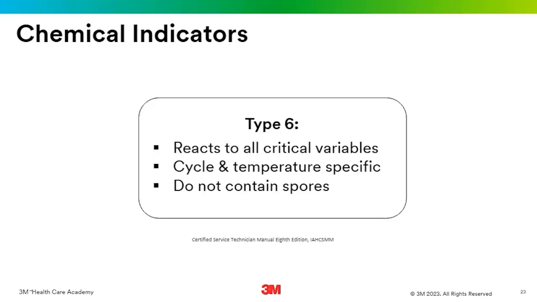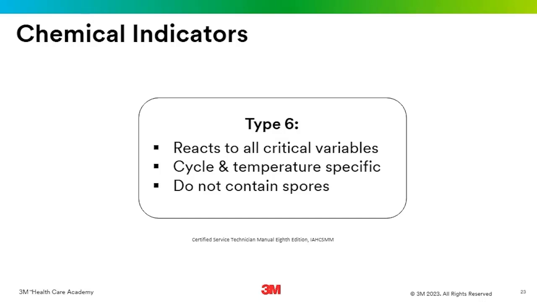And then you have your type 6. Now, these are what we like to call emulating indicators, whereas the type 5s are the integrating indicators. Type 6 really, they react to all critical variables that they're designed for. Now, they don't contain spores, so obviously they don't eliminate your PCDs or your biological indicators. They can work in conjunction with, but your type 6 is designed to act to very specific critical variables.